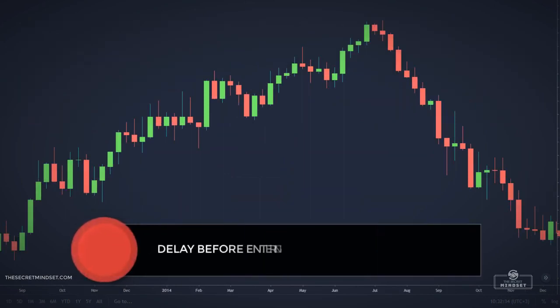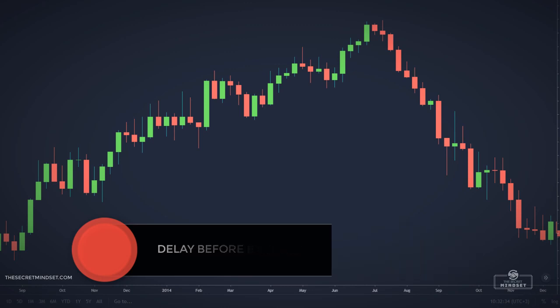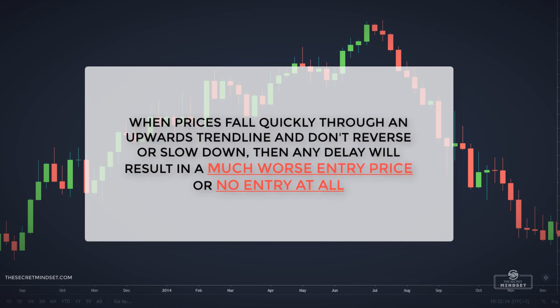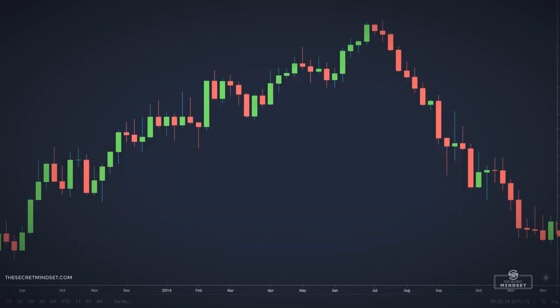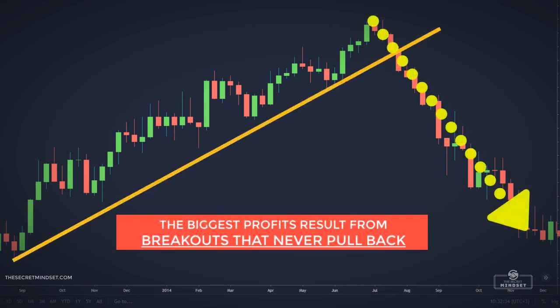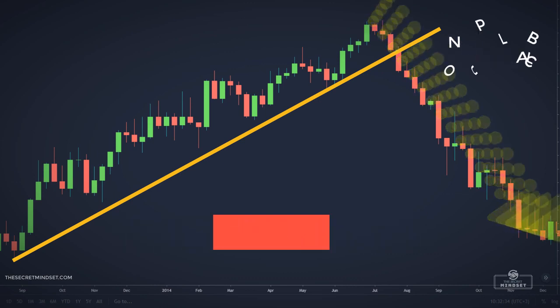Each of these techniques requires a delay before entering. A delay normally benefits the trader by giving a better entry price. However, if prices fall quickly through an upwards trend line and don't reverse or slow down, then any delay will result in a much worse entry price or no entry at all. Unfortunately, most of the biggest moves result from breakouts that never pull back. That's the reality. I know you want the textbook breakout with a price retesting the breakout level, but in some cases the price just keeps going and never reaches the breakout area.